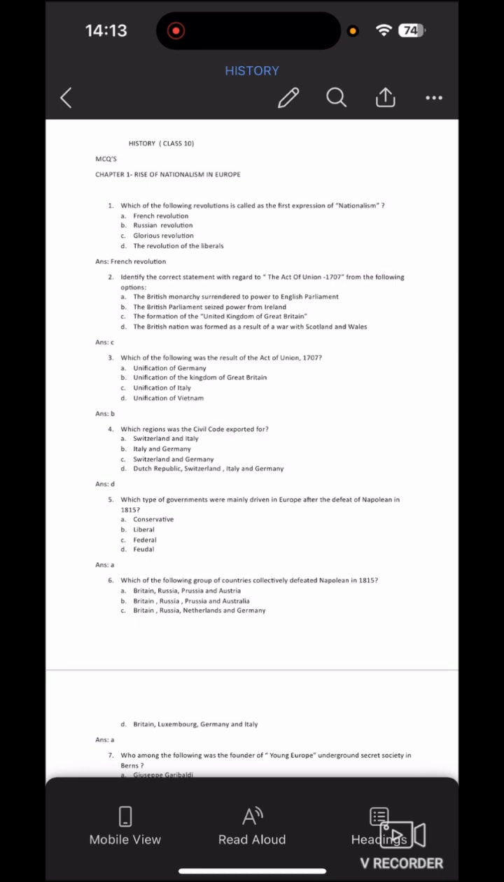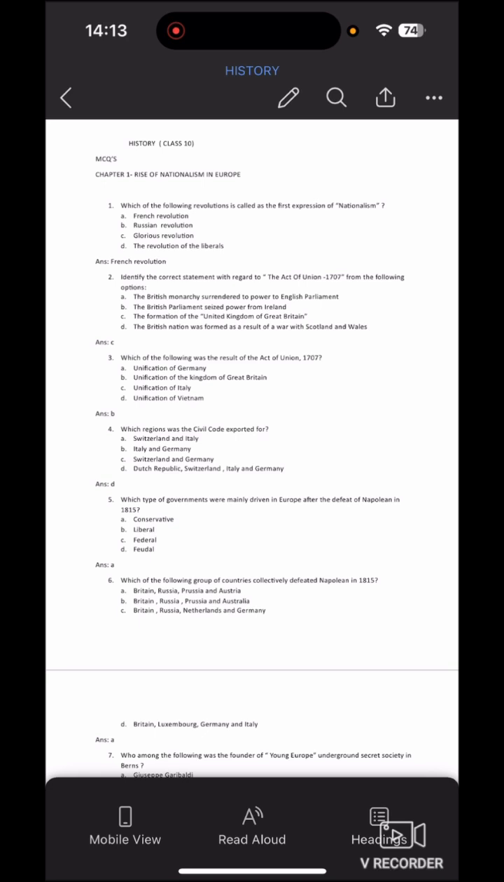Which of the following revolutions is called the first expression of nationalism? So options are French Revolution, Russian Revolution, Glorious Revolution, the Revolution of the Liberals. So this is the very basic crux of the chapter. The first expression of nationalism came from the French Revolution. So option A is the correct answer, French Revolution.